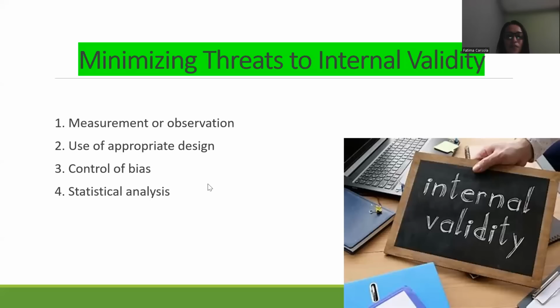Next, we have here minimizing threats to internal validity. Of course, a good research design reduces the possibility that alternative explanations for the result might exist. These alternative explanations for the outcome are often referred to as threats to internal validity, and we start with measurement or observation. Measurement or observation is one possible method to rule out threats to internal validity. This method could actually demonstrate that the threat either does not occur at all or occurs so infrequently that it is not a significant alternative explanation.